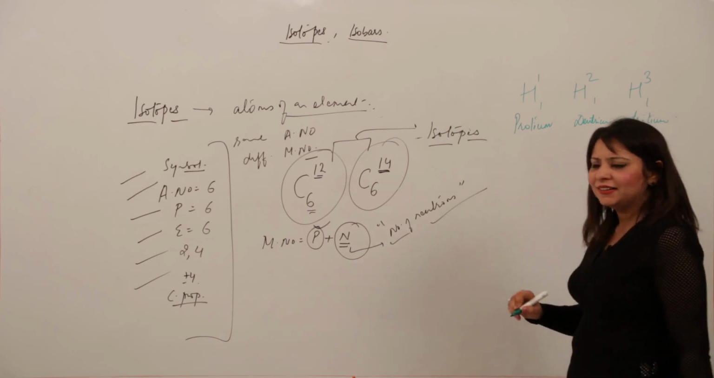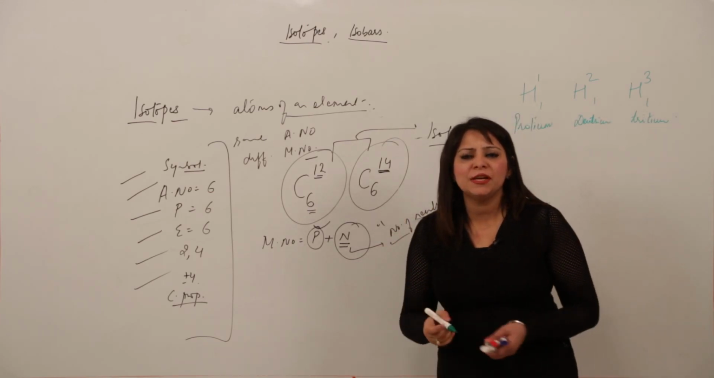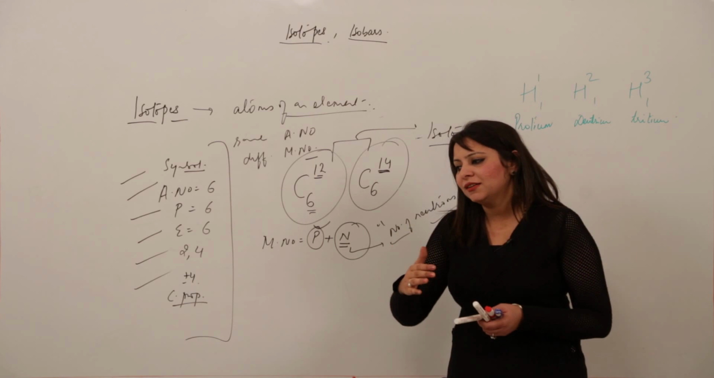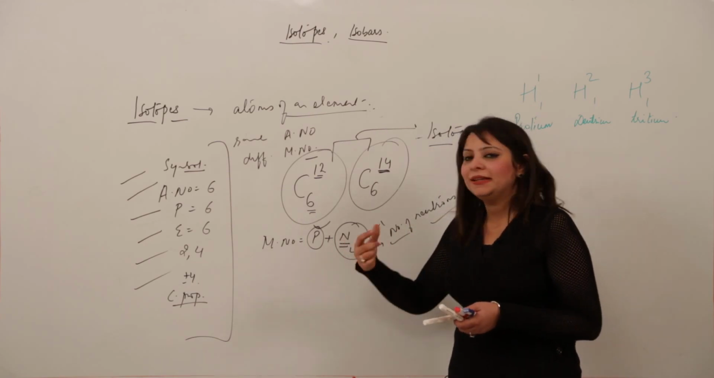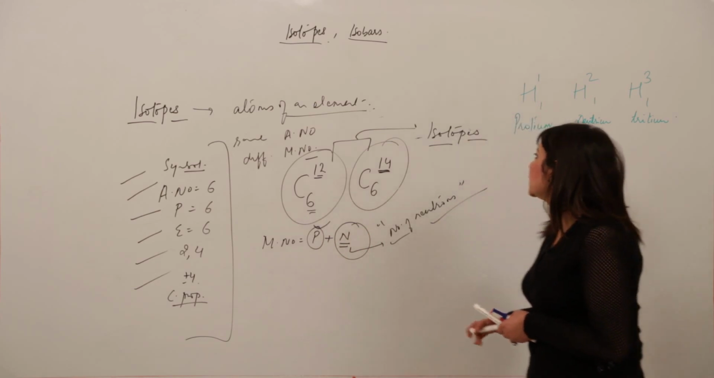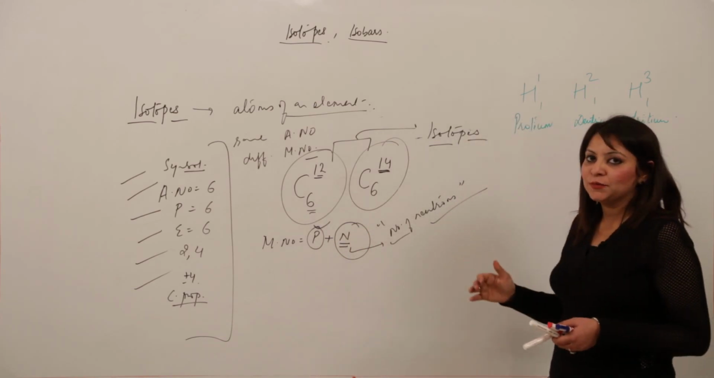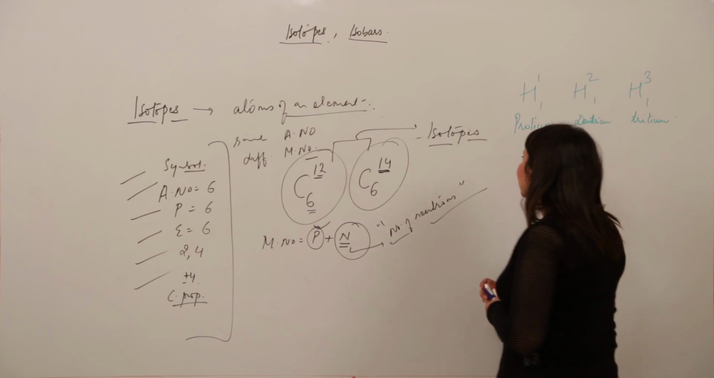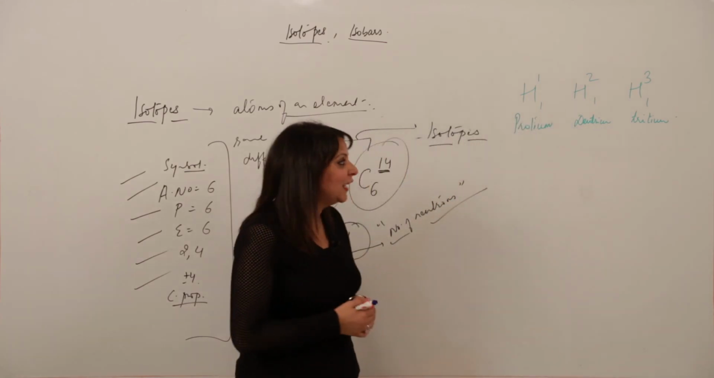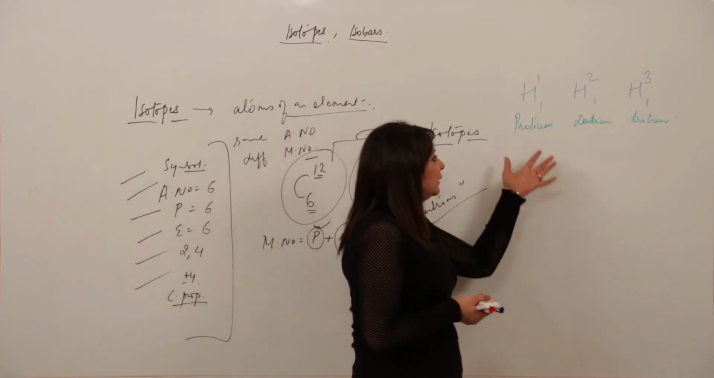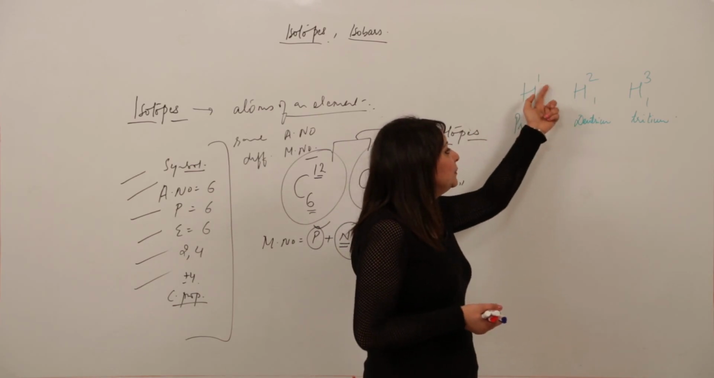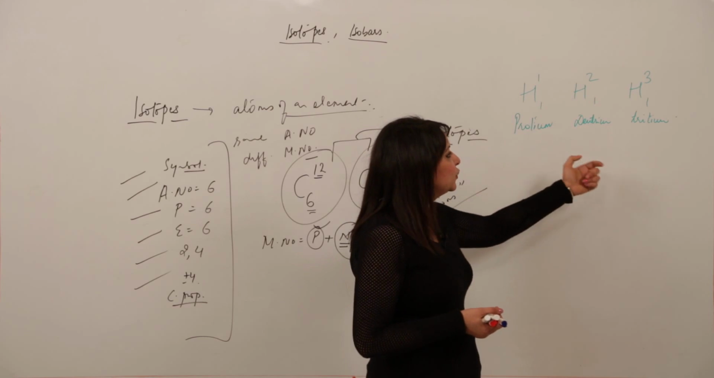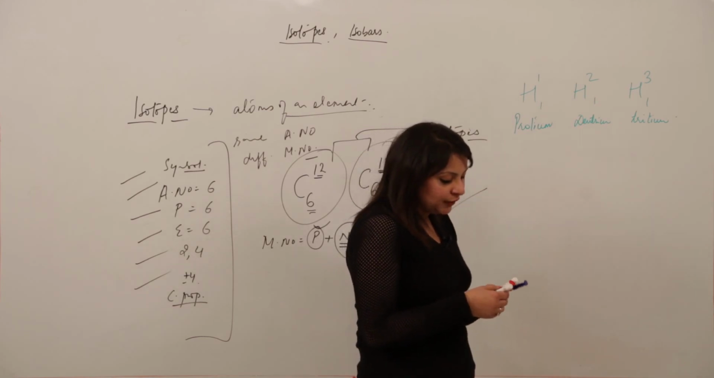So otherwise the isotopes don't have separate names. We can address them by using the name and the mass number. But for hydrogen, we have names. So keep in mind, it is an interesting point that the isotopes have different names. In case of hydrogen: protium, deuterium, tritium. Hydrogen with mass number one is protium, mass number two is deuterium, mass number three is tritium.